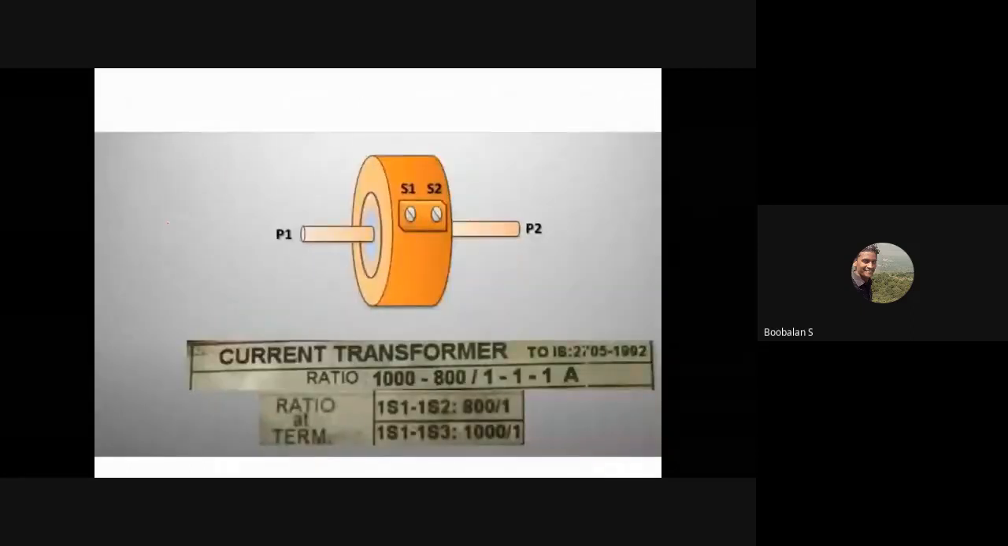I just kept it for you people, right? So these are the ratio. I already told that. So this is my current carrying conductor, which I'm just going to insert inside the hollow tube, right? So this is what my solid core.